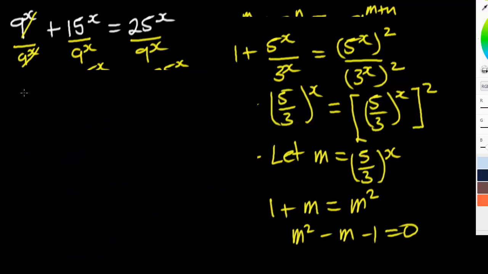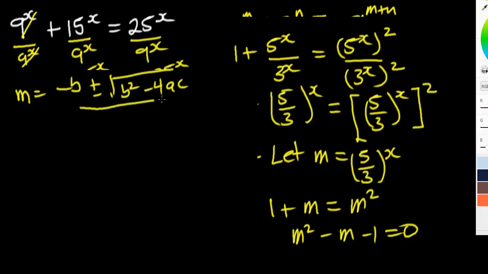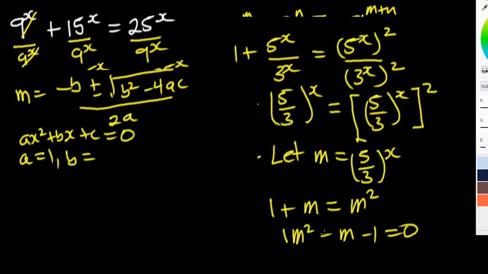So the quadratic formula is given by m is equal to minus b plus or minus the square root of b squared minus 4ac all over 2a. So from here we compare this equation with the general quadratic equation, which is given by ax squared plus bx plus c is equal to 0. So when we compare this with this, we can see that a is 1, b is also negative 1, then c is negative 1.